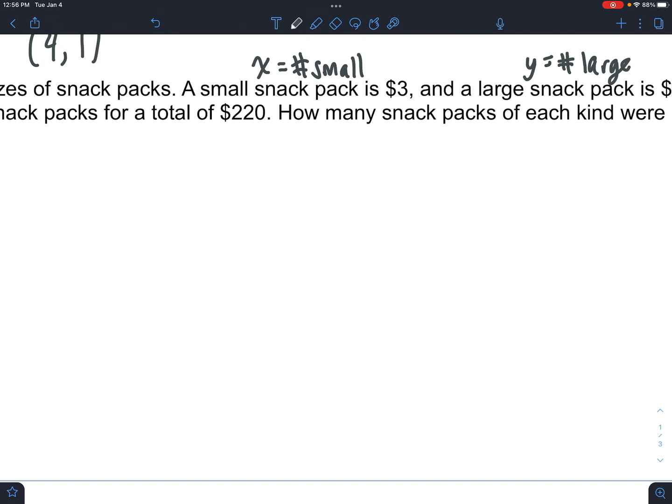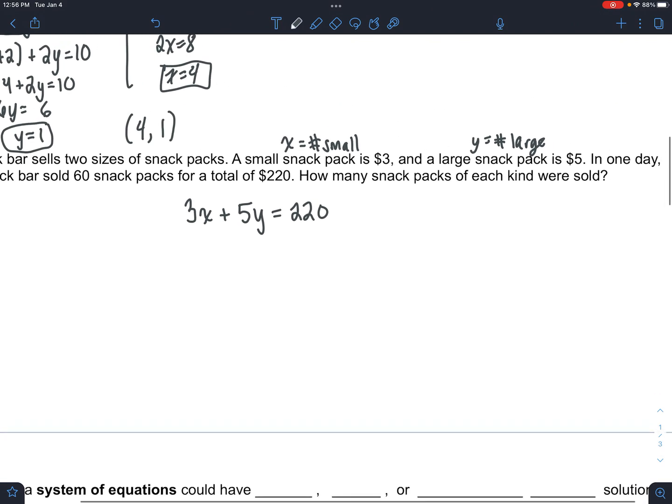It's really important to get a variable down, right? So if I sell 3 smalls, I want to make $9. If I sell 10 smalls, I'm going to make $30. How am I getting those numbers? Well, that's because it's $3 times however many you sell, right? That's going to equal, if you combine that with the $5 times the number of larges you have, that should equal the $220. So do you see where I got that?